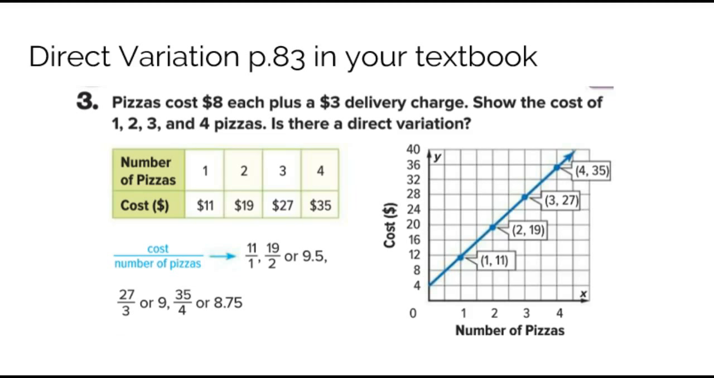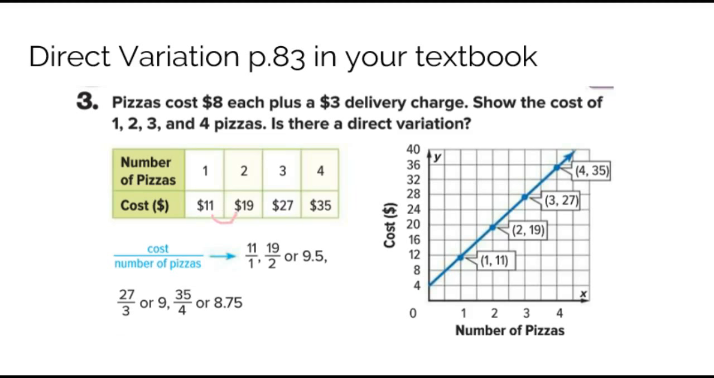So what I want you to do right now is I want you to open up your textbook to page 83, and I just want to talk through this example with you right here. When we look at this table right here, we're comparing numbers of pizza to the cost. The first thing I want to do is point out to you that there can be a constant rate of change, but there can also, with that, not be direct variation.